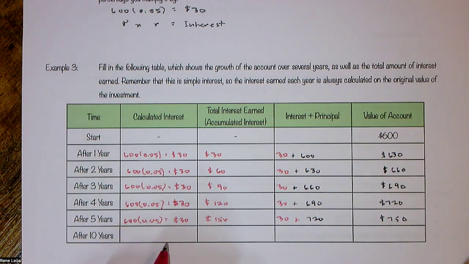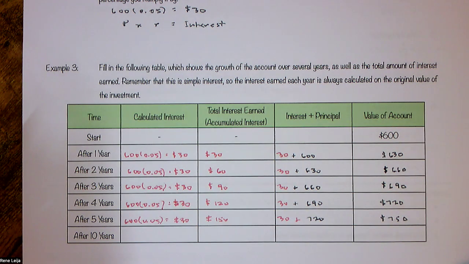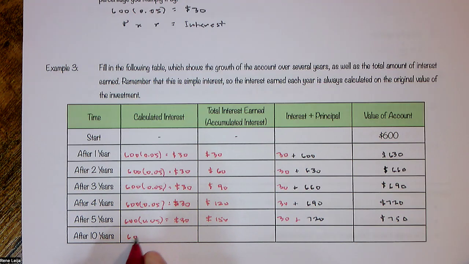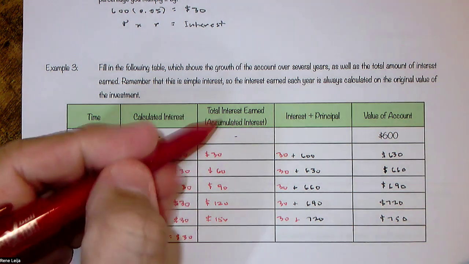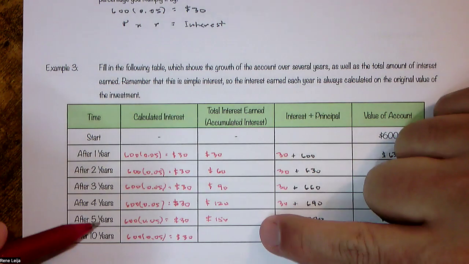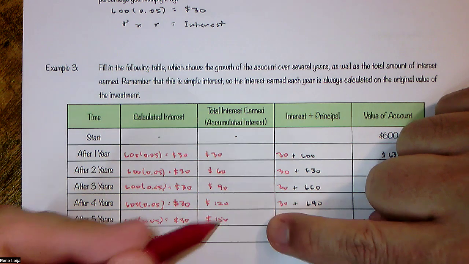So how much are we going to have? So the calculated interest here for after 10 years, now look, it's going to be another $30, right? After 10 years, notice this part doesn't change. It's this part, the total interest earned. So at 5 years, you've earned $150. Well, after 10 years, so you can see what's going to happen. So after 10 years, this amount's going to double.